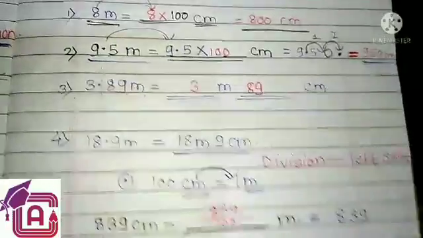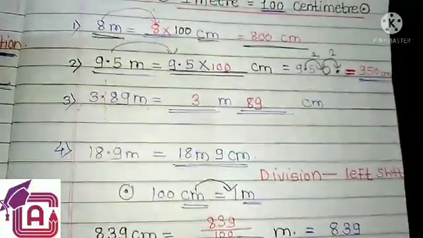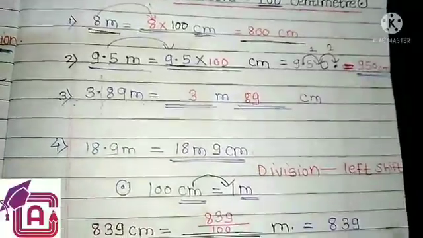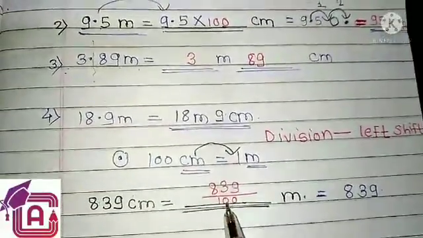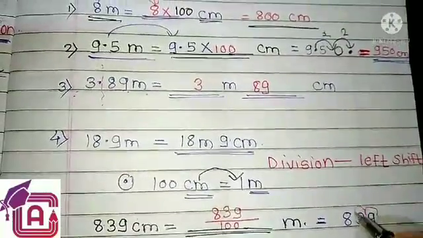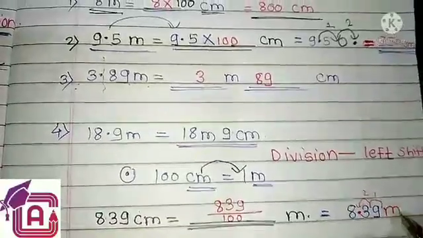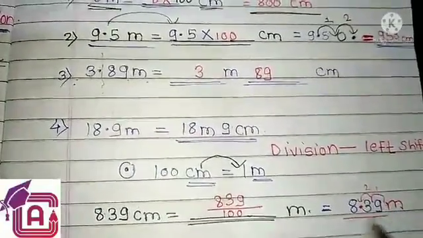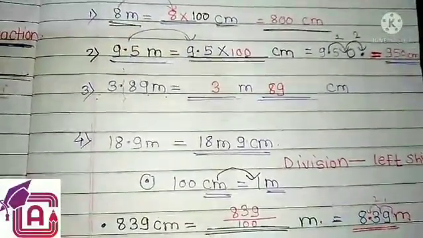Now we have to shift the decimal point to the left. From which side? From this right hand side, going towards the left side. How many places? 2 places. Yes, this is 1 place, this is second, 1, 2. So now the decimal point is over here and the unit is meter: 8.39 meter. Look at another example of the same thing.